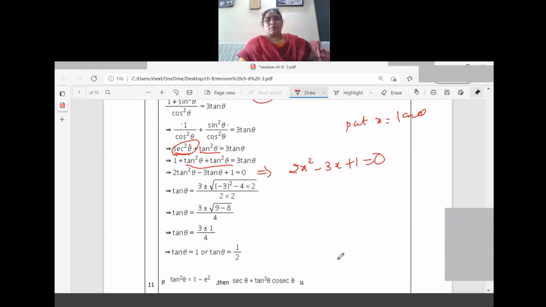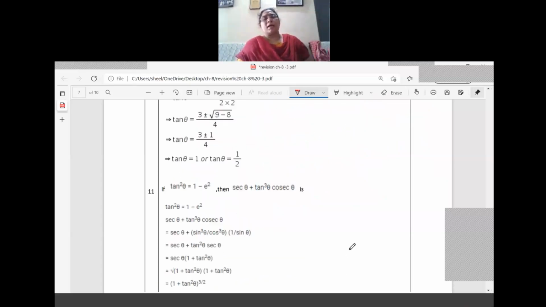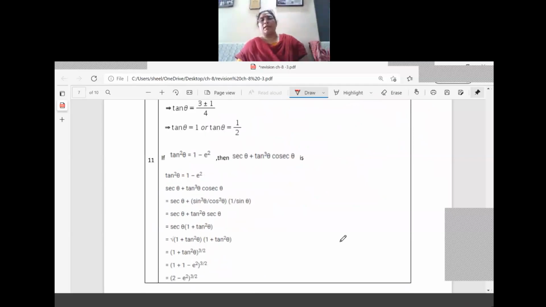Now, the next question I have usually not seen in the papers, but I saw it in the last class. That is why I'll just explain. Nothing to worry about this one, because it's only a different level of difficulty. I think tan square theta equal to 1 minus e square. Then find what is sec theta plus tan cube theta cosec theta.